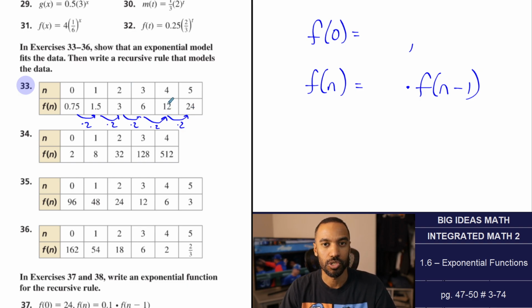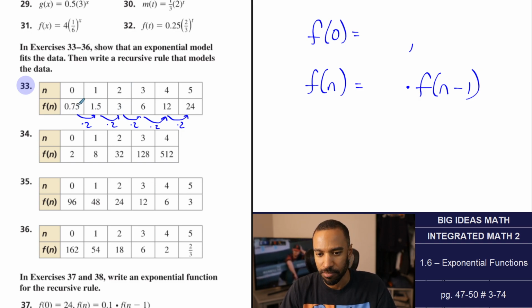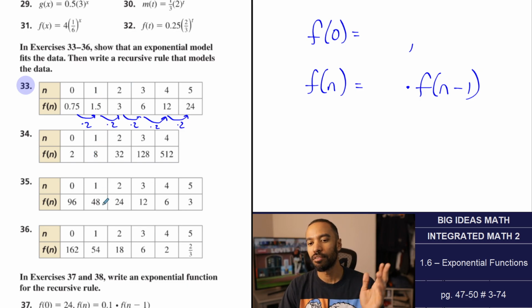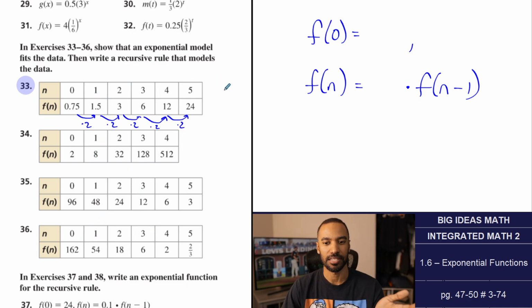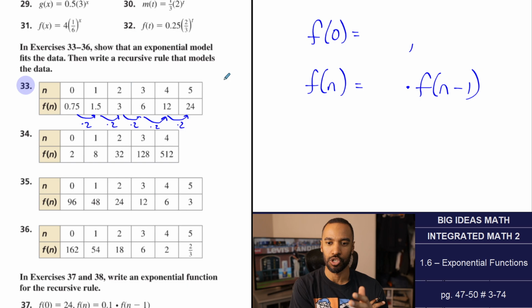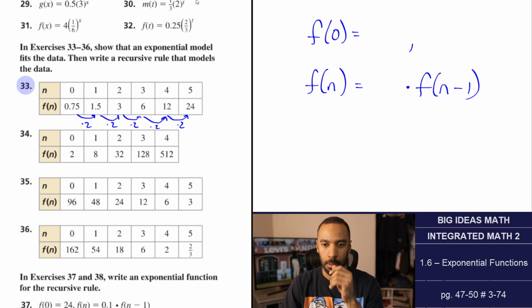24 divided by 12 is 2. 12 divided by 6 is 2. 6 divided by 3 is 2. 3 divided by 1.5 is 2, and 1.5 divided by 0.75 is 2. Now, all of these will have that, so I don't need to test that each time. I just need to do the division once in case I'm not sure what it is, but this is 2.